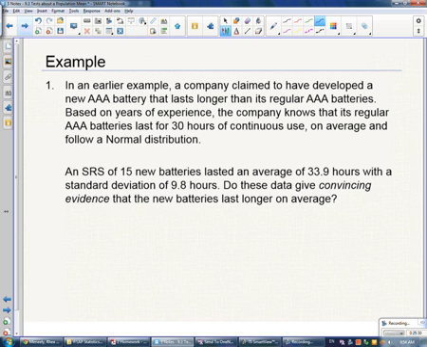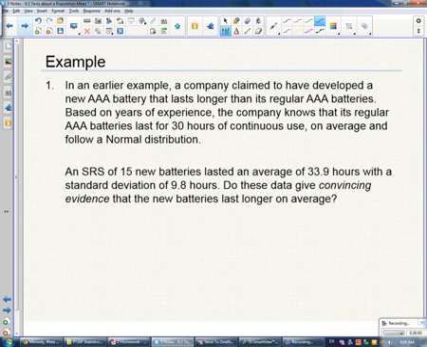In number 1, it says, in an earlier example, a company claimed to have developed a new AAA battery that lasts longer than its regular AAA batteries. Based on years of experience, the company knows that its regular AAA batteries last for 30 hours of continuous use on average and follow a normal distribution. A simple random sample of 15 new batteries lasted an average of 33.9 hours with a standard deviation of 9.8 hours. Do these data give convincing evidence that the new batteries last longer on average? So let's go ahead and do this test.